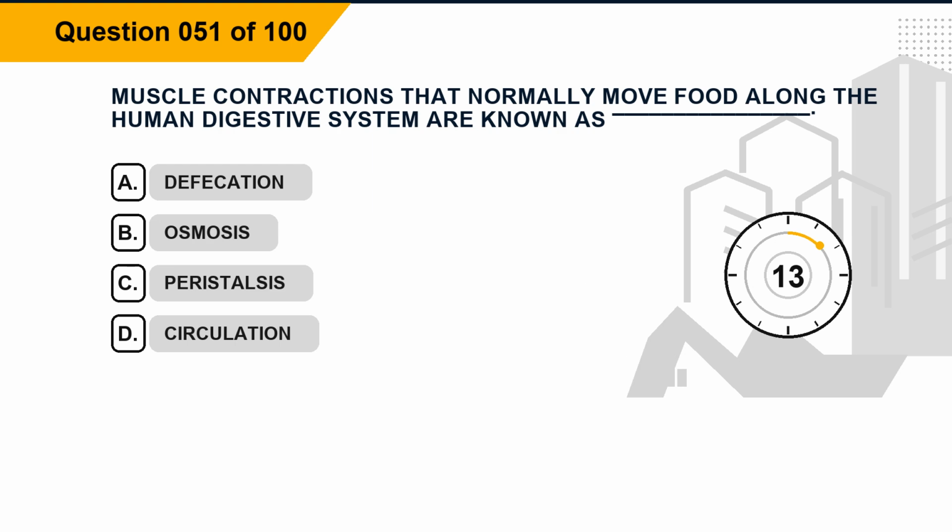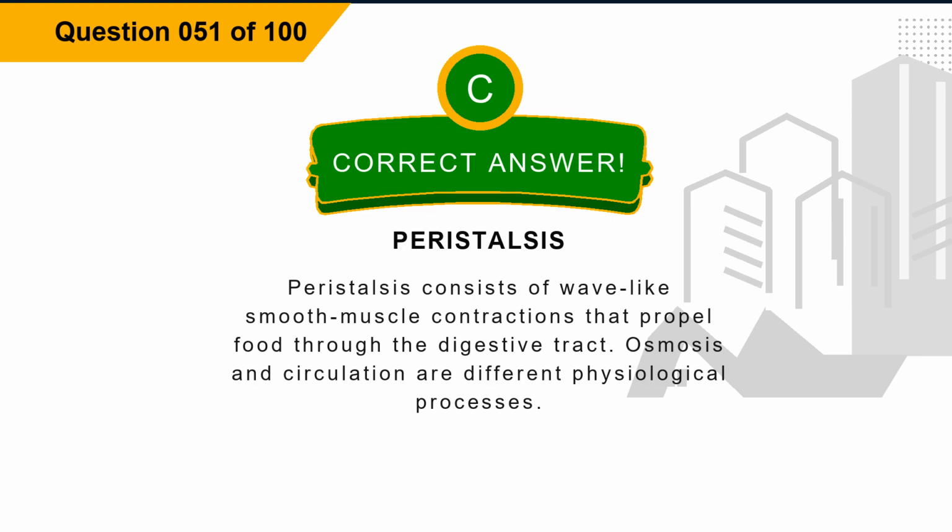Muscle contractions that normally move food along the human digestive system are known as blank. Option A, defecation. Option B, osmosis. Option C, peristalsis. Option D, circulation. The correct answer is option C, peristalsis. Explanation: peristalsis consists of wave-like smooth muscle contractions that propel food through the digestive tract. Osmosis and circulation are different physiological processes.